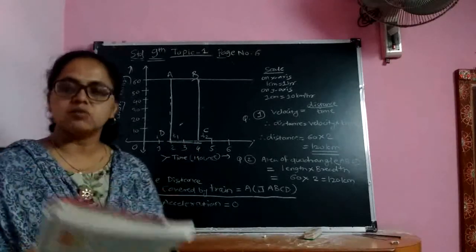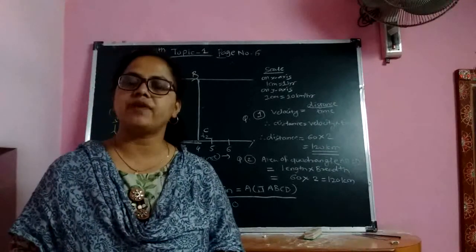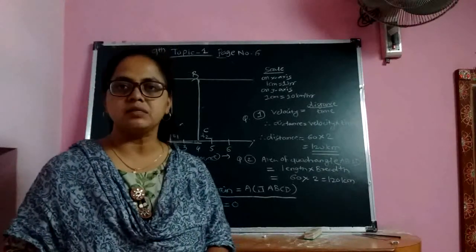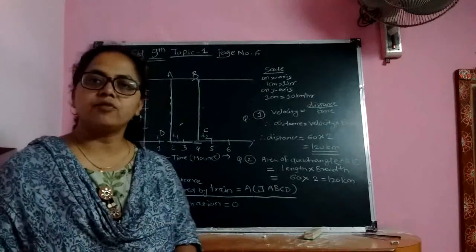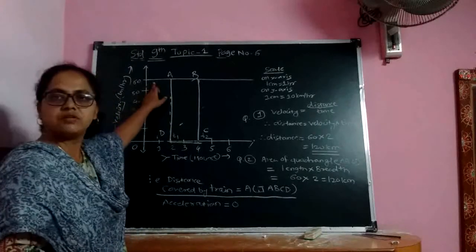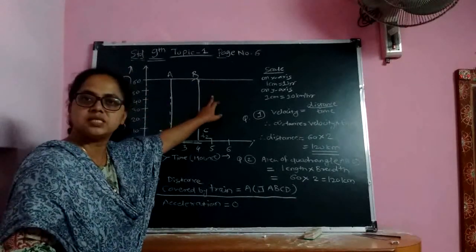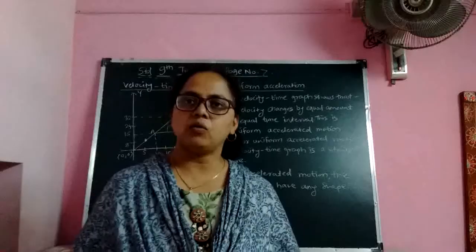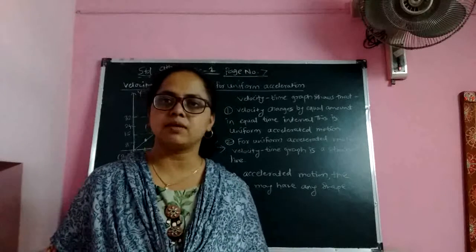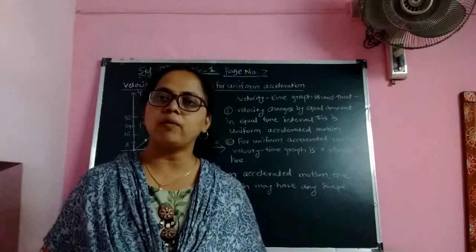The next question asked is, what is the acceleration? What is the definition of acceleration? Acceleration means change in velocity with time. But in this graph you can see there is no change in velocity. Velocity is constant, that is, velocity does not change with time. So acceleration is 0. Now the next point on page number 7 is the velocity time graph for uniform acceleration.